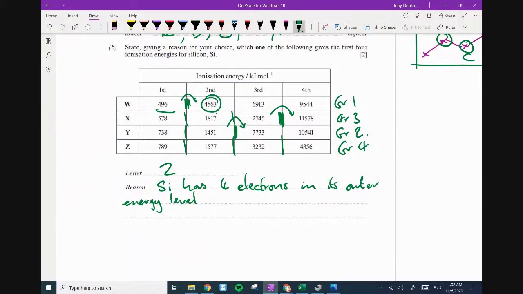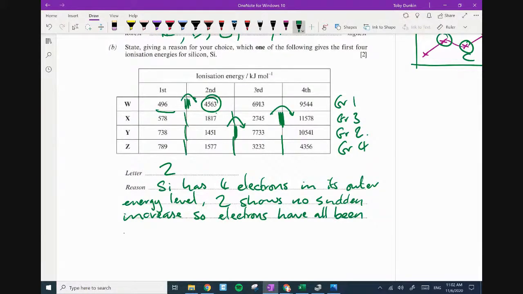And therefore, there's no sudden increase. Z shows no sudden increase, so the electrons have all been removed from the same shell.